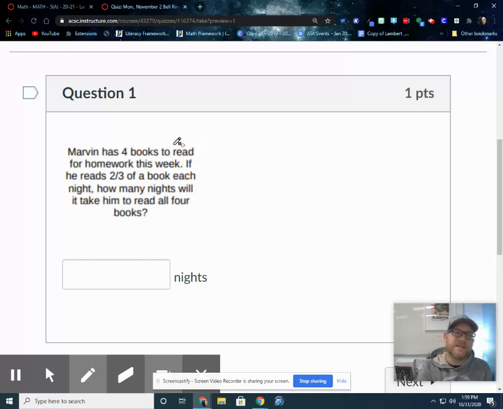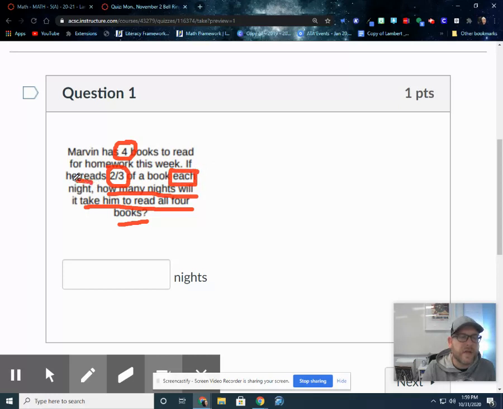All right, so Marvin's got 4 books to read. That's numbers, our first number. And for homework this week, if he reads 2/3 of a book each night, how many nights, there's our question, how many nights will it take him to read all 4 books? All right, and my operative words here, each night.